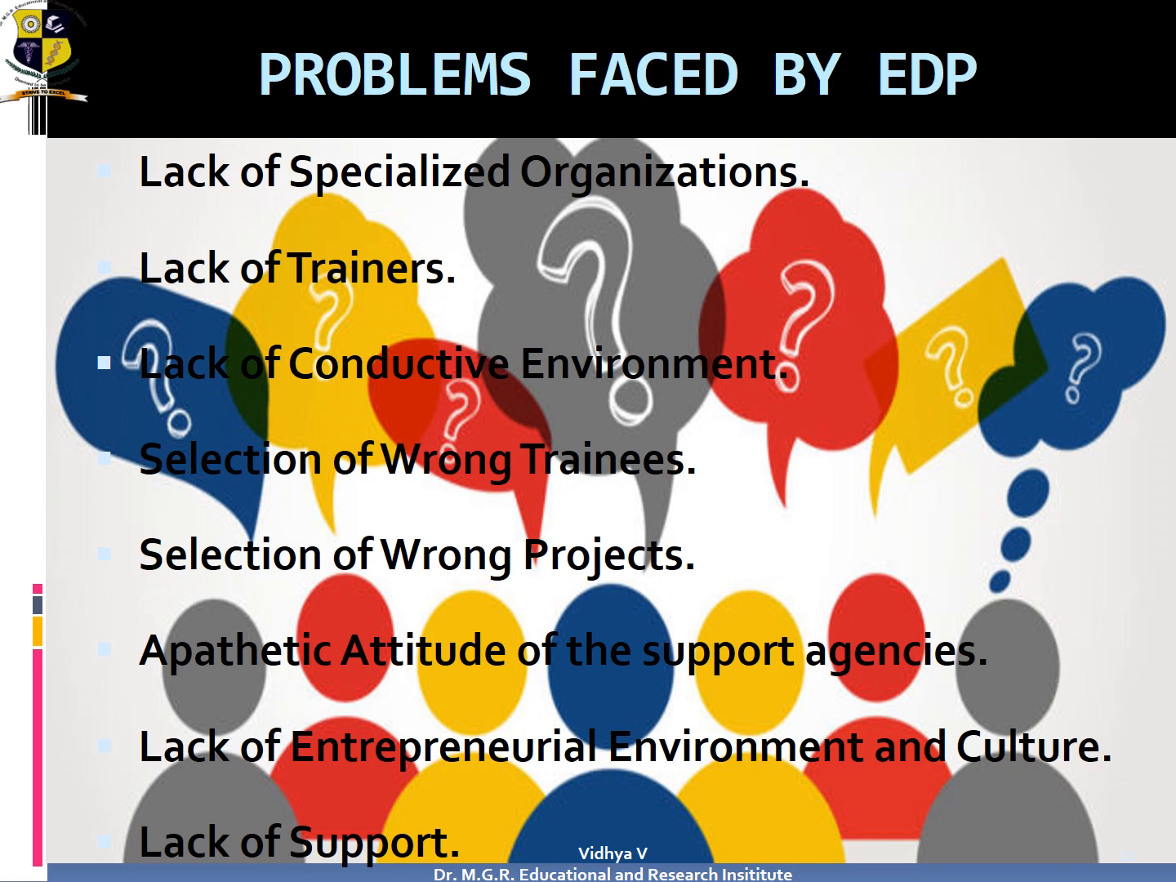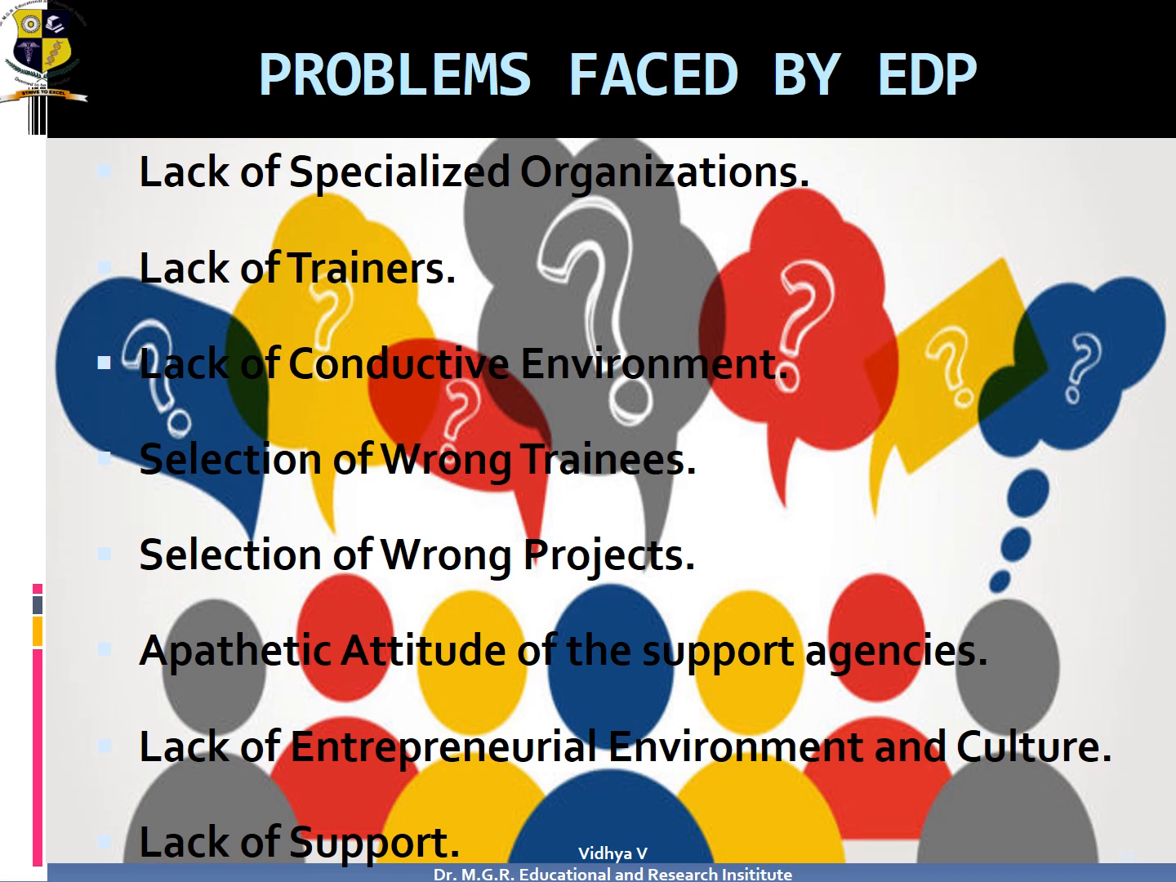The fourth one is selection of wrong trainees. Trainees selected for attending EDP should have interest in the field of entrepreneurship. Otherwise, it is a total waste. EDP is conducted to motivate the trainees to start their own ventures. If it does not result in creating them, then it is an utter failure of EDP. Next is selection of wrong projects. Projects selected should be potential ones so that entrepreneurs can succeed. But most of the time, the projects selected are unsuitable to the situation and that becomes a failure.